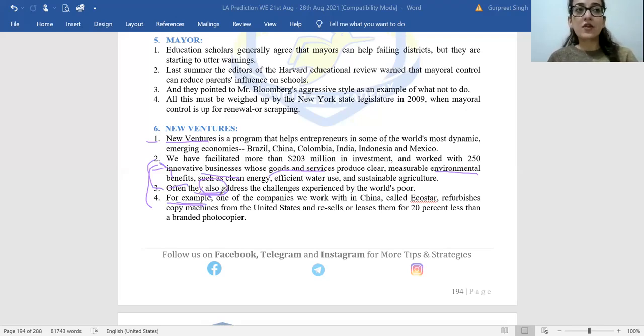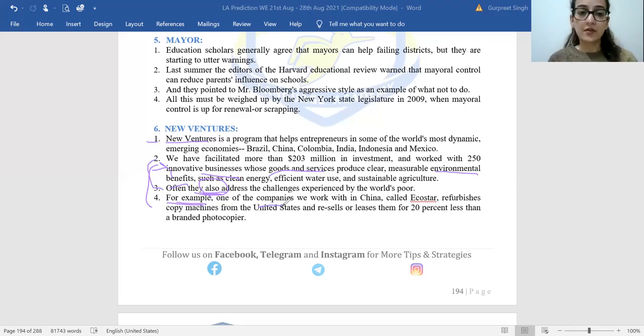First, like, for example, an organization's duty is this. This is also their duty. And then we start giving examples about what they do. Because in these two sentences, we were talking about businesses and goods and services in general. And after that, also address means those companies or this New Ventures program, they help entrepreneurs. They also address the challenges. And this was one example, about one of the companies that they work with, right?